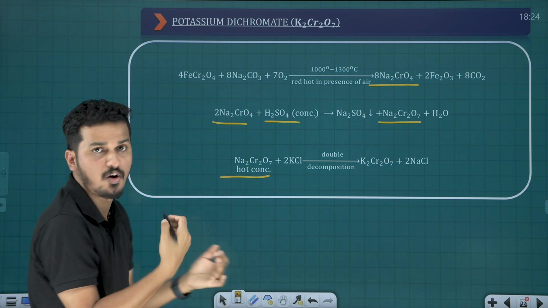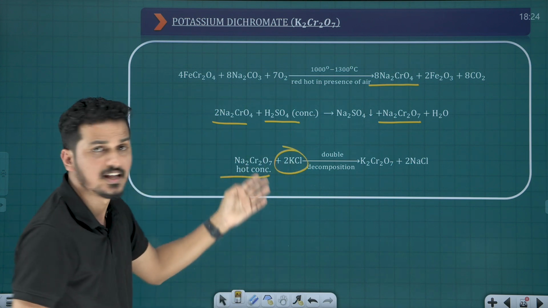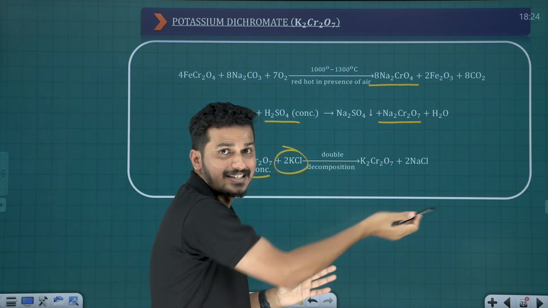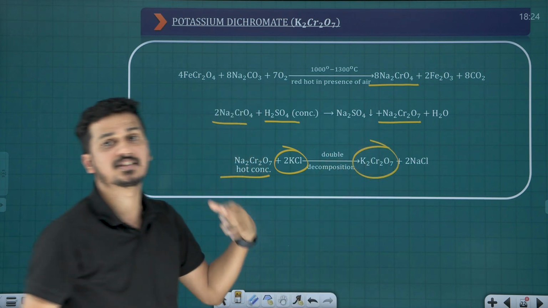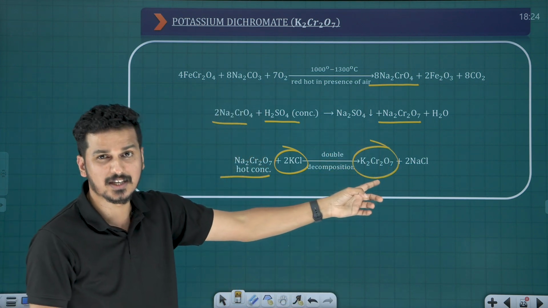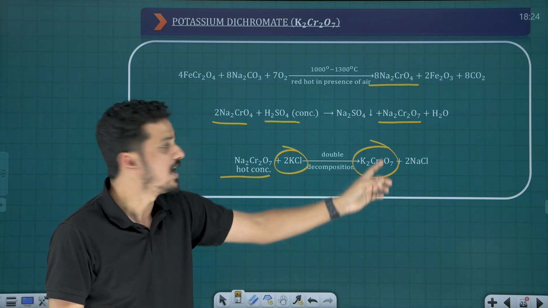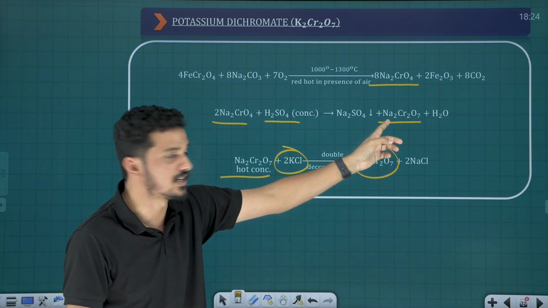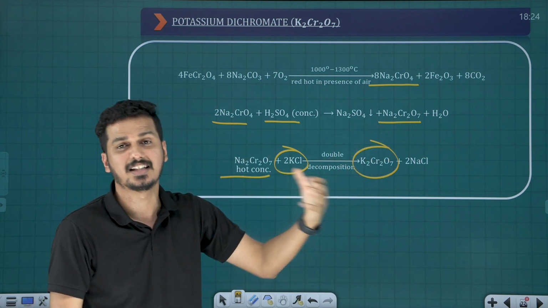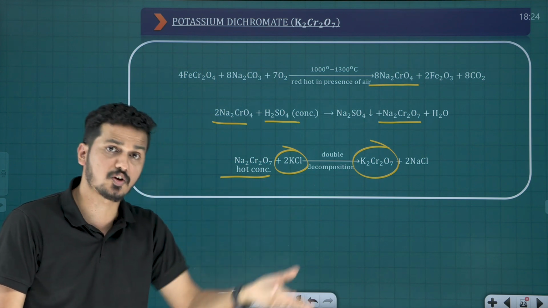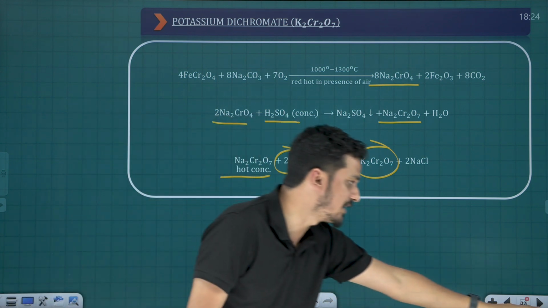That sodium dichromate you treat with 2KCl, and you get potassium dichromate. What color does potassium dichromate have? Potassium dichromate is orange. Sodium chromate, chromate means yellow color. Dichromate means orange color. You have to remember that idea.